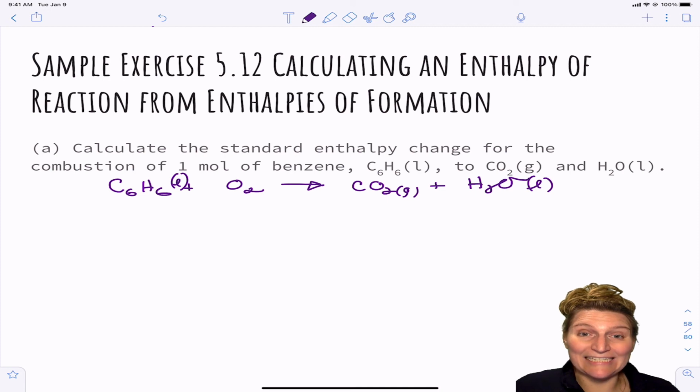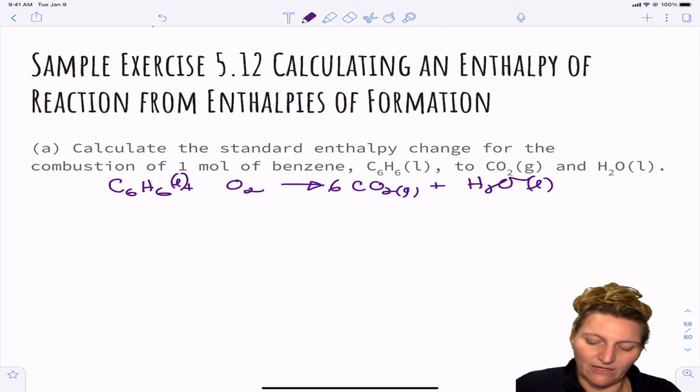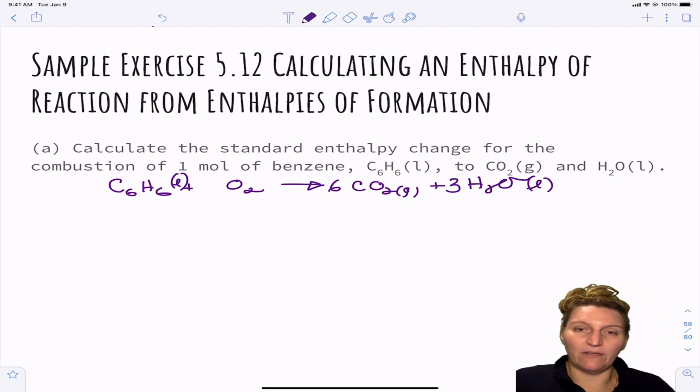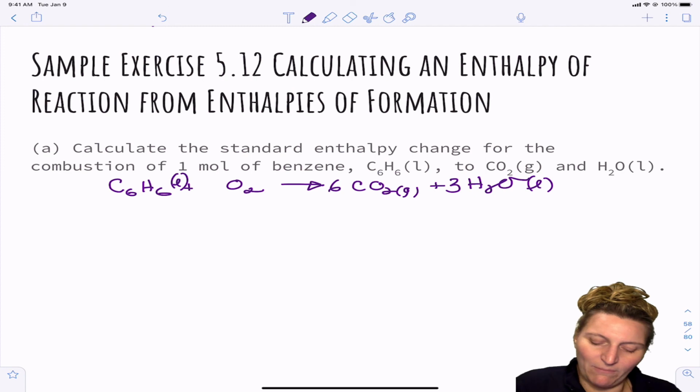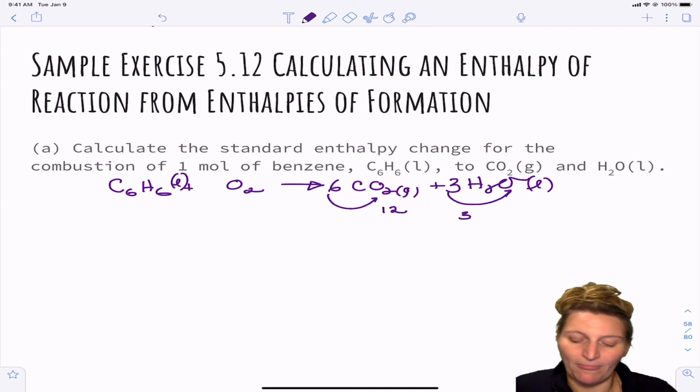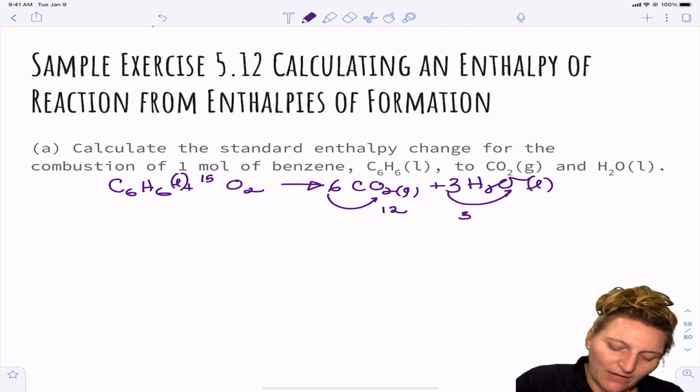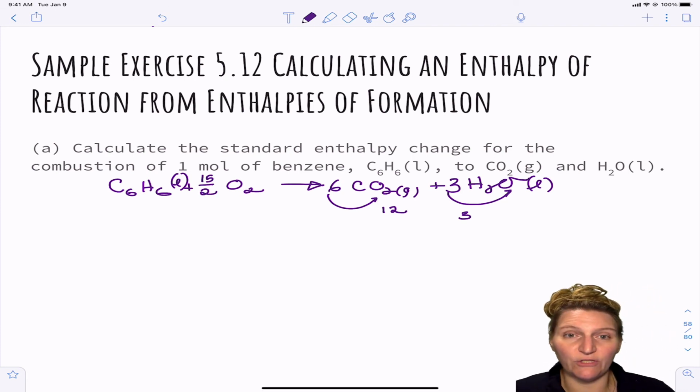So I'm going to put a 6 in front of the carbon dioxide, and I'm going to put a 3 in front of the water. And that balances out my carbon and my hydrogen, but my oxygen are not quite balanced yet. This tells me that it would be 12 plus 3, or 15 oxygen that I need to have on both sides. I'm going to put this as 15 over 2.